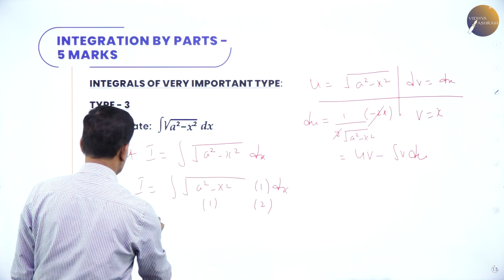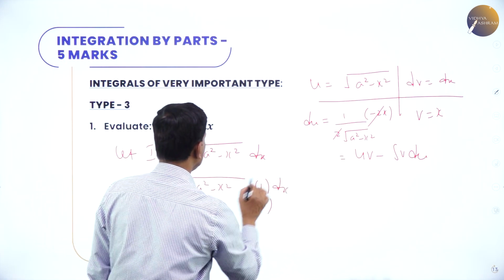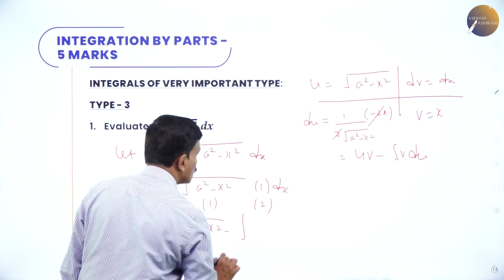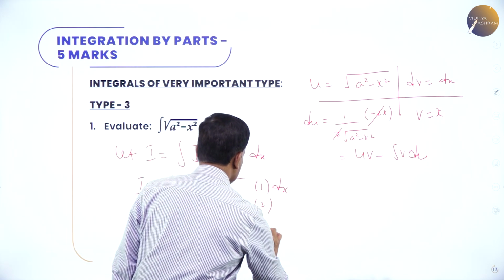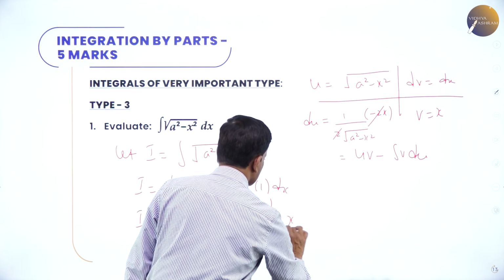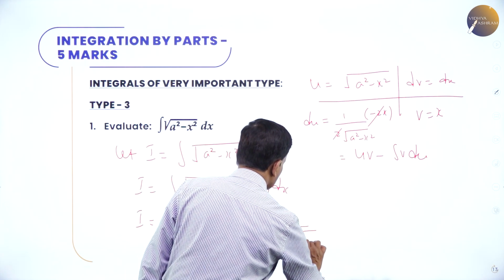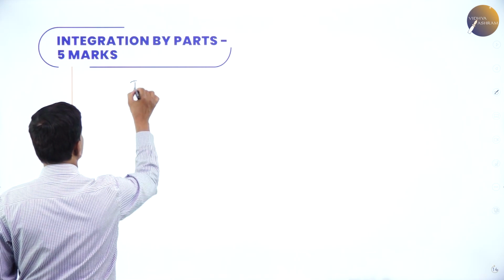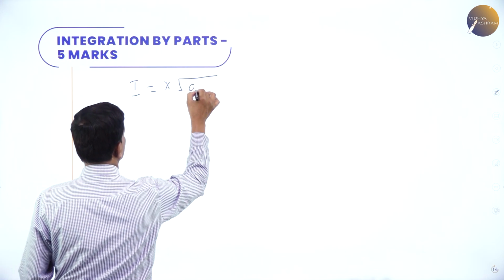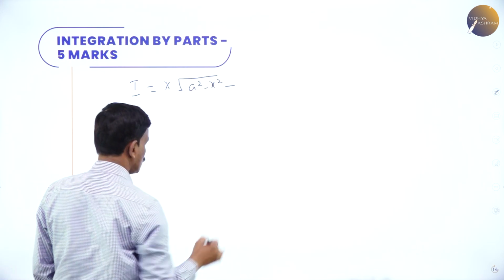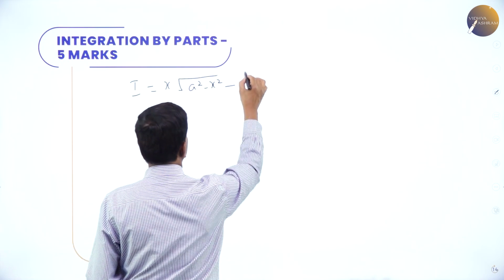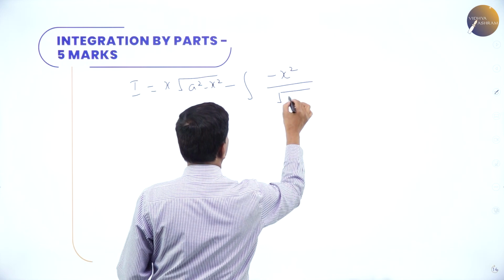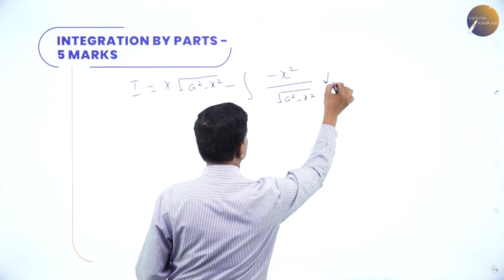Substitute here. I is equal to uv. What is uv? x into root of a square minus x square minus integral v into du. v is equal to x. What is du? Minus x divided by root of a square minus x square into dx. Therefore, I is equal to x into root of a square minus x square, this minus as it is, integral minus x into x is x square divided by root of a square minus x square into dx.